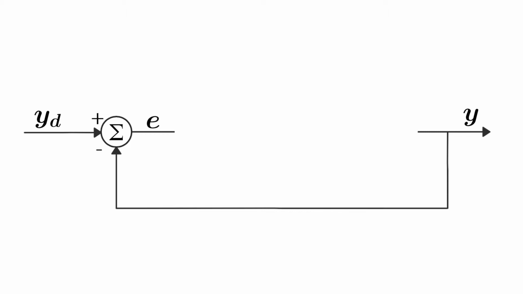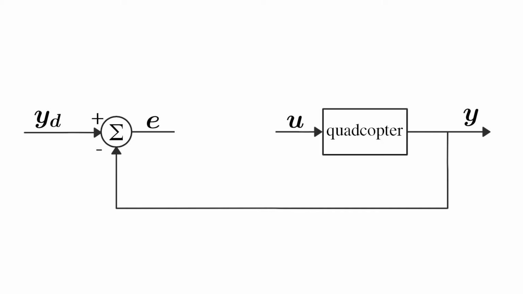Well, let's work from the output backwards. If you remember in the previous video, we developed a state space model of the quadcopter that relates some input u to our output y. So that's a perfect place to put the state space block. We'll put our quadcopter right here. Now the inputs u, if you recall, are the angular accelerations about the x, y, and z axes, and the outputs y are the angular positions.